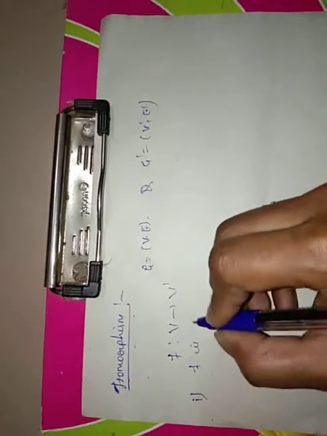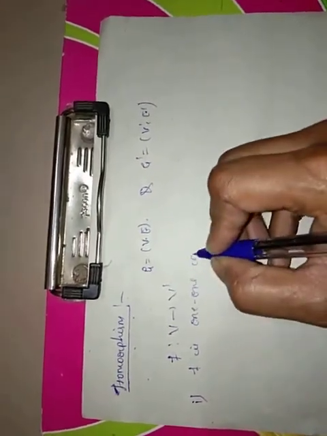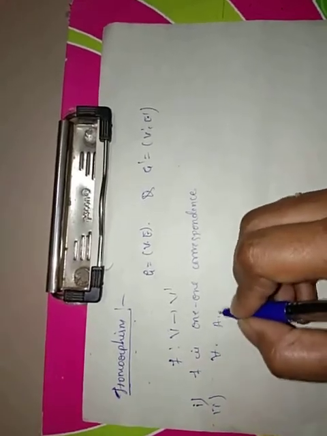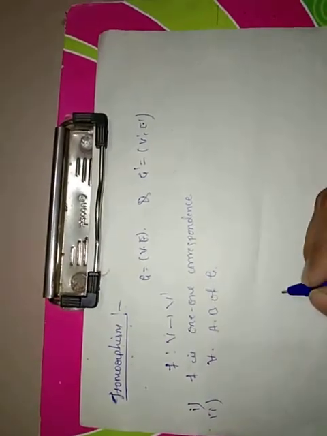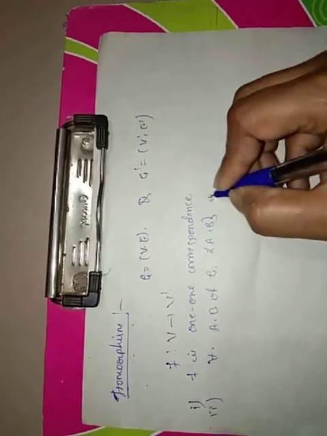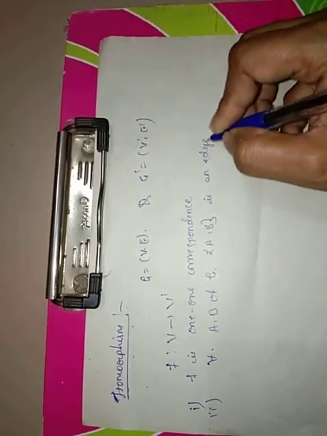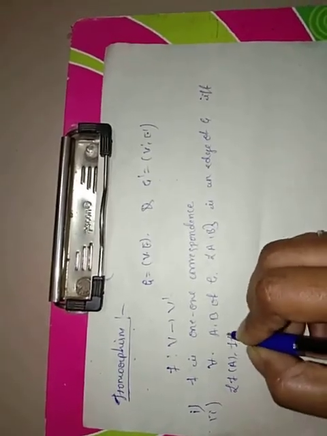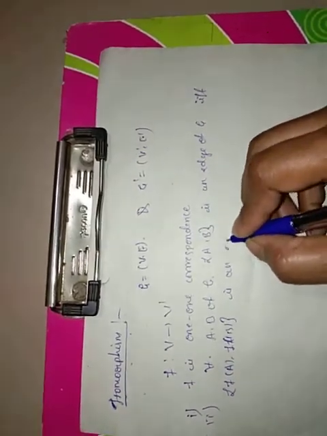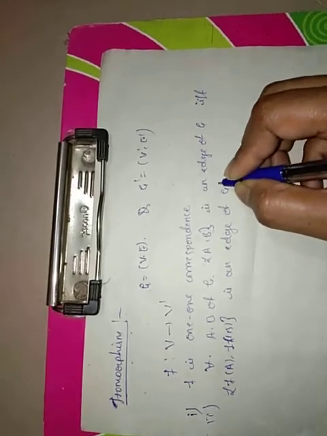If f is a 1-to-1 correspondence, and for all vertices A, B of G, suppose AB is an edge of G if and only if f of A, f of B is an edge of G dash.